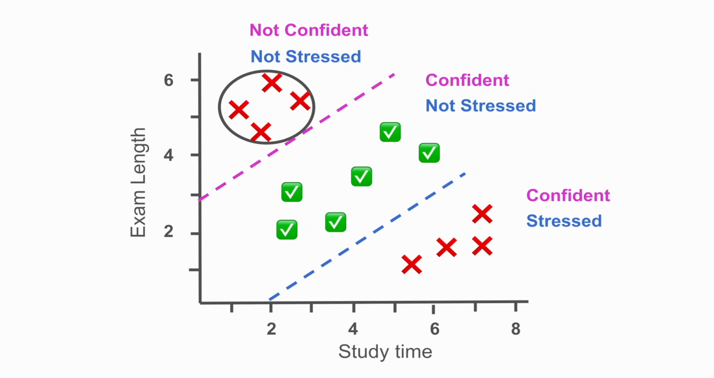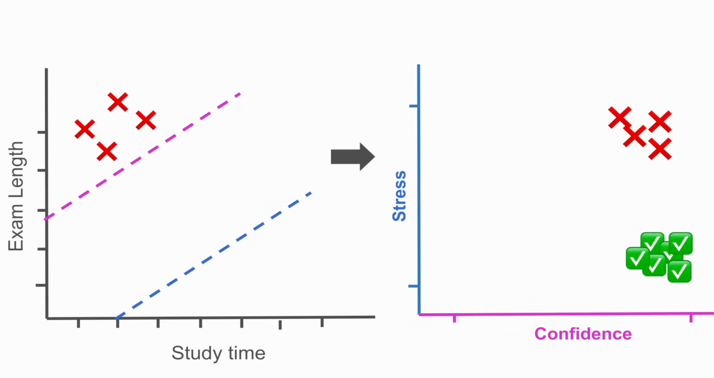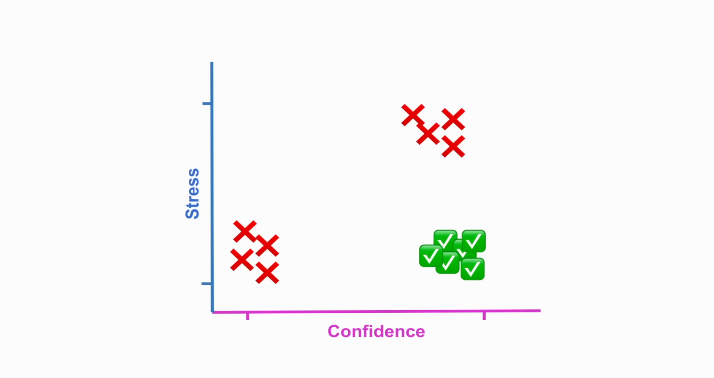Interpreting our data in this way, we see that this group of students in the top left seems to just not care about the exam. They're not confident, but they're not stressed about it. Meanwhile, the stress of students in the bottom right seems to have come in the way of them passing the exam. In this new feature space of confidence and stress, students that passed are linearly separated from students that failed.